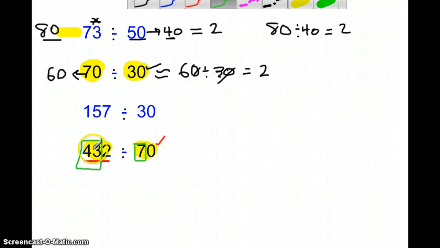So what do I know? What number is close to 43 that would be divisible by 7? If you said 42, you're correct. So I would change the 432 into 420. I would keep the 70, and we're working in the unit of 10. So now I have 42 divided by 7, which is 6.